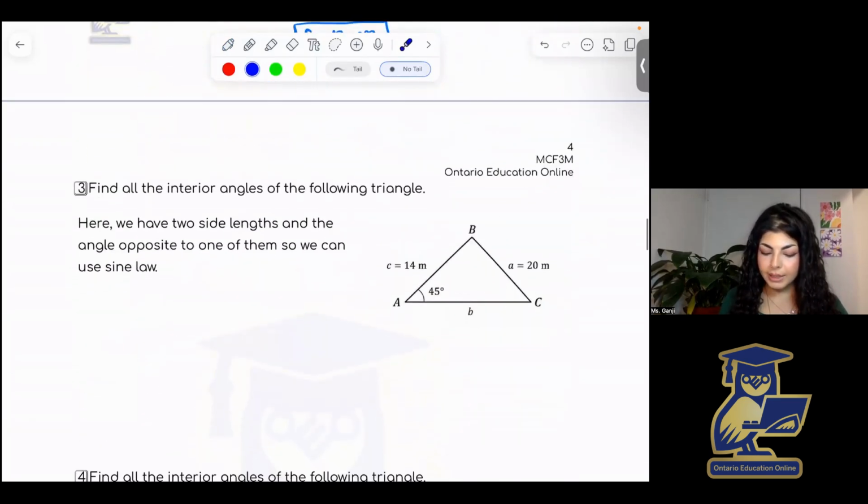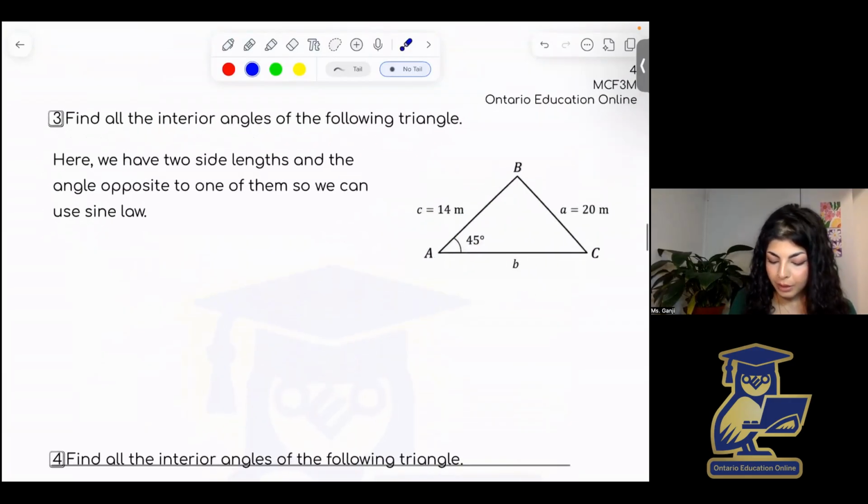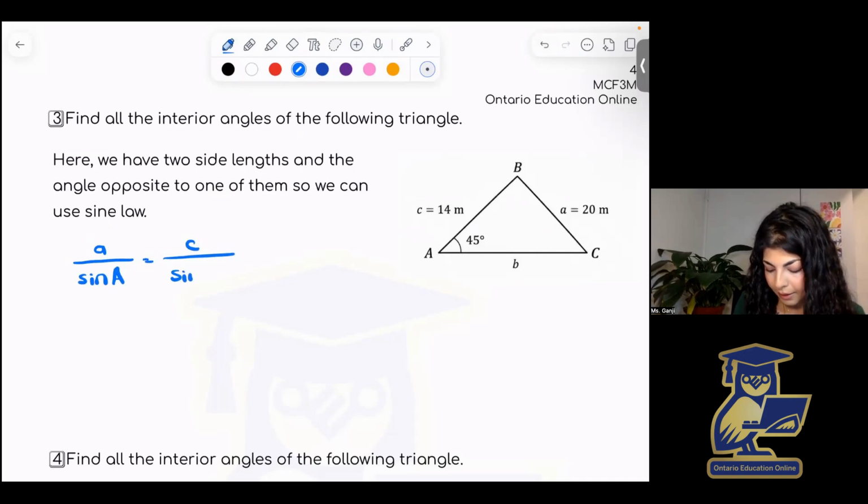Now, our next example, we are told to find all the interior angles of the following triangle. So here we have two side lengths and we have the angle that's opposite to one of them. So we for sure have one of the ratios. And again, we can use sine law here. Because I have this angle and side length given to me, I have to solve for angle C first. So it's already written here, sine law. So then I will just write A over sine of A is equal to C over sine of C.